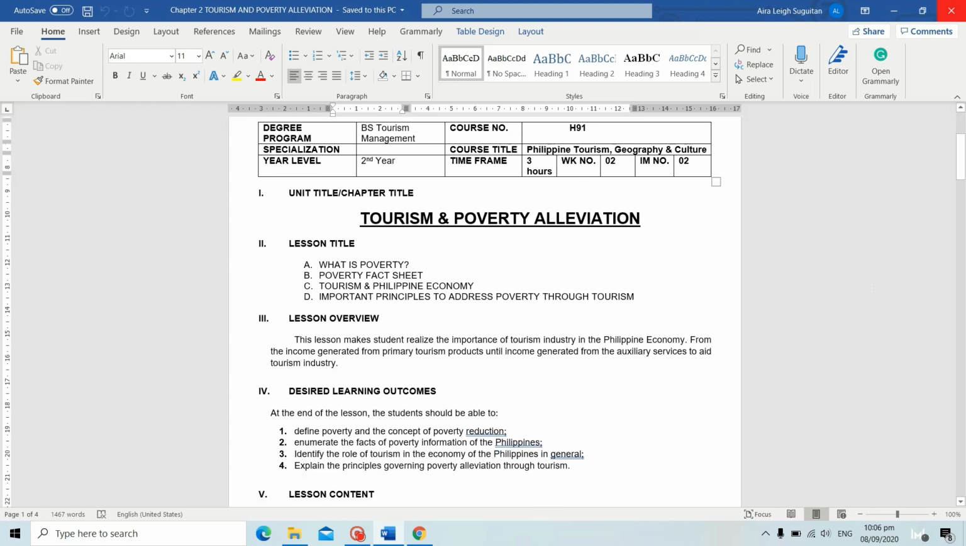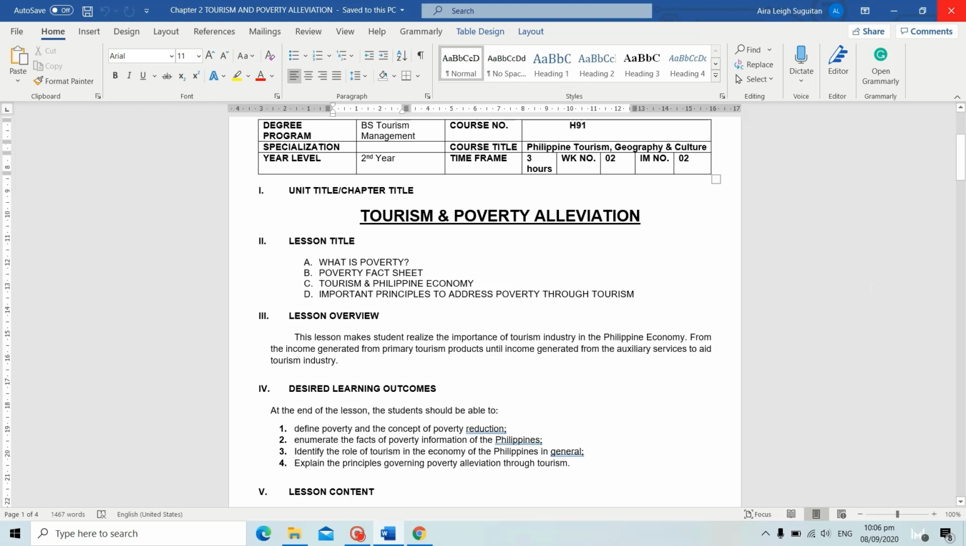So this lesson makes students realize the importance of tourism industry in the Philippine economy, from the income generated from primary tourism products until income generated from the auxiliary services to aid tourism industry. Auxiliary services or indirect services.